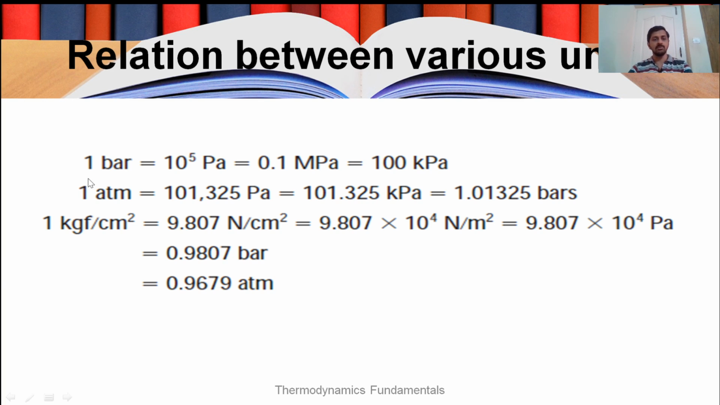Please take note of all these things, because in your questions, problems, and numerical examples, many units will be given. The pressure will be given in different units. You have to convert those units into SI units before starting the calculation.